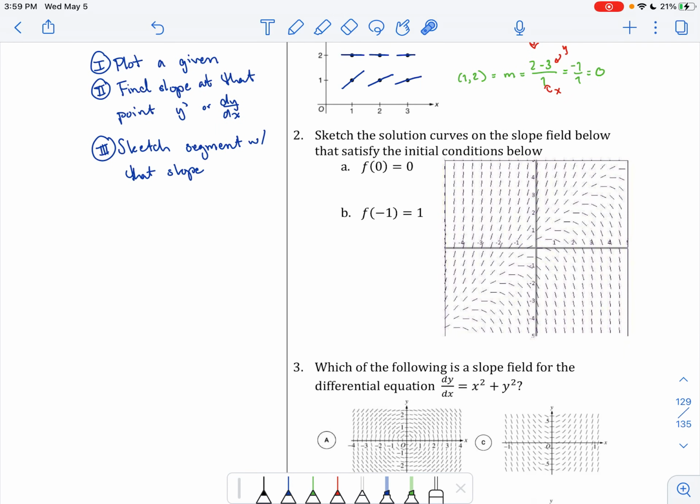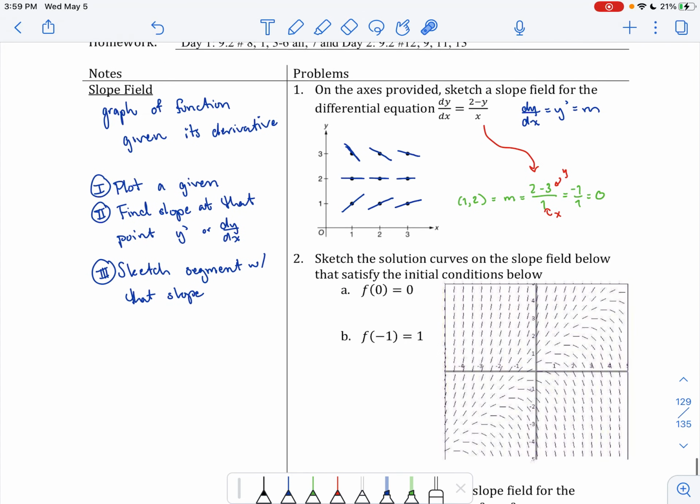Now, how do we use a slope field? A lot of times the slope field will already have been created and it's our job to do something with it. So sketch the solution curves for the slope field below that satisfy the initial conditions. The idea is that this is the derivative. We're trying to sketch the function. So there's always that plus c.